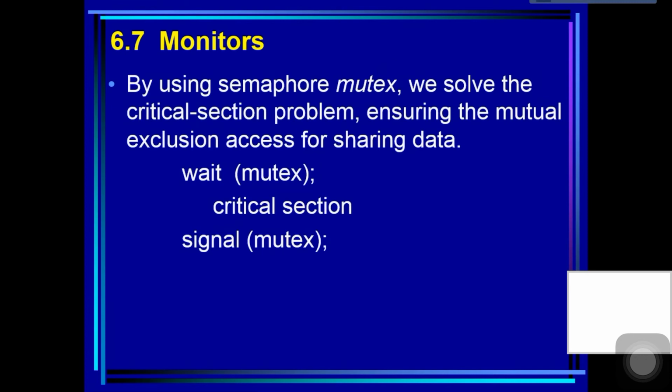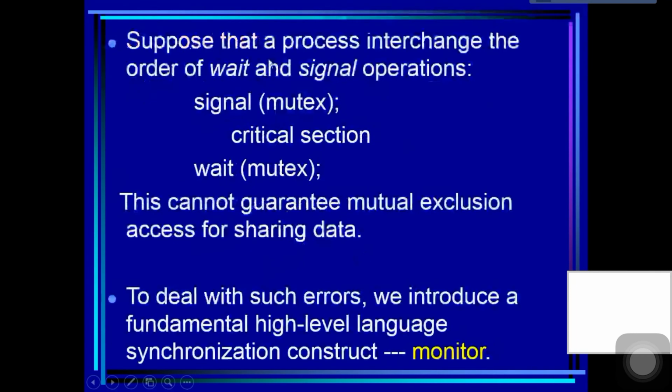If there is no resource free, then the application process calling the wait operation will be put into the waiting queue for the semaphore. Now, after finishing the critical section, it will release the resource by the signal operation. Suppose that a process interchanges the order in which the wait and signal operations on the semaphore mutex are executed, resulting in the following execution like this.